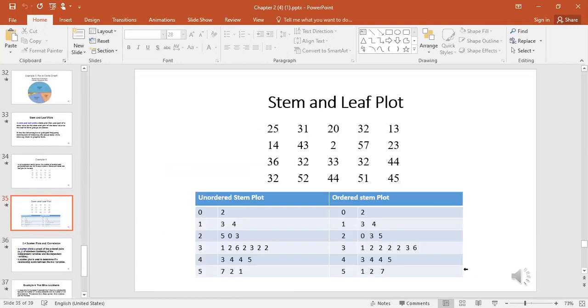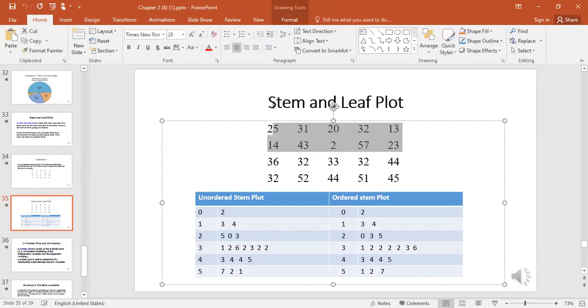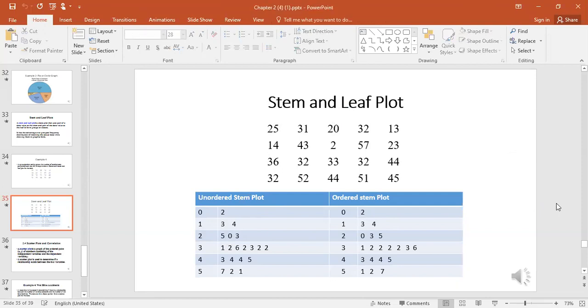So we are going to make the stems, represented here from 0 to 5, because the numbers go from 1 digit to 50 something. So we will go 0, 1, 2, 3, 4, 5 as the stems, and we align the leaves behind the stems. When I read 25, for example, I will go behind 2 and write 5. When I read 31, I will go behind 3 and write 1. When I read 20, I will go behind 2 and put 0. When I read 32, I will go behind 3 and put 2 here. So that is how we write the leaves and arrange them in order. That's a stem and leaf plot.